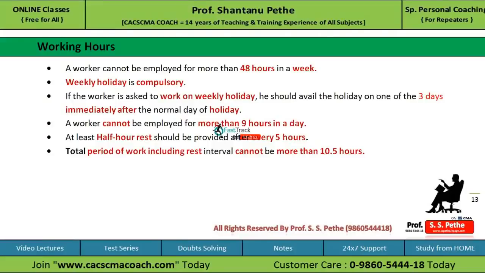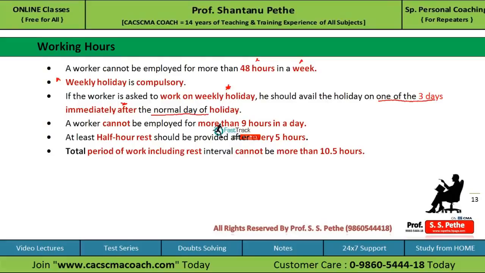Now let's see conditions of working hours in a factory. It says that a worker cannot be employed for more than 48 hours in a week, and a weekly holiday will be compulsory in a factory. If a worker is asked to work on a weekly holiday as well, then he should avail the holiday on one of the 3 days immediately after the normal day of the holiday.